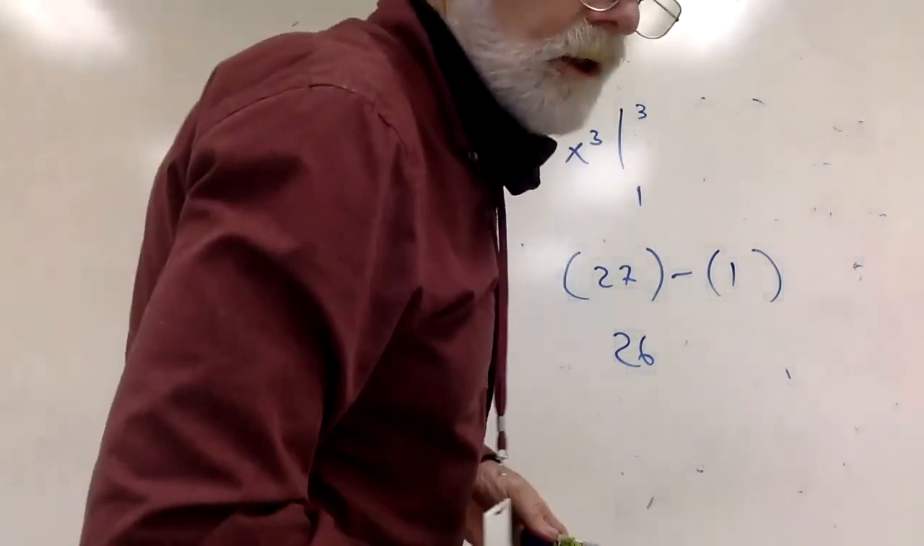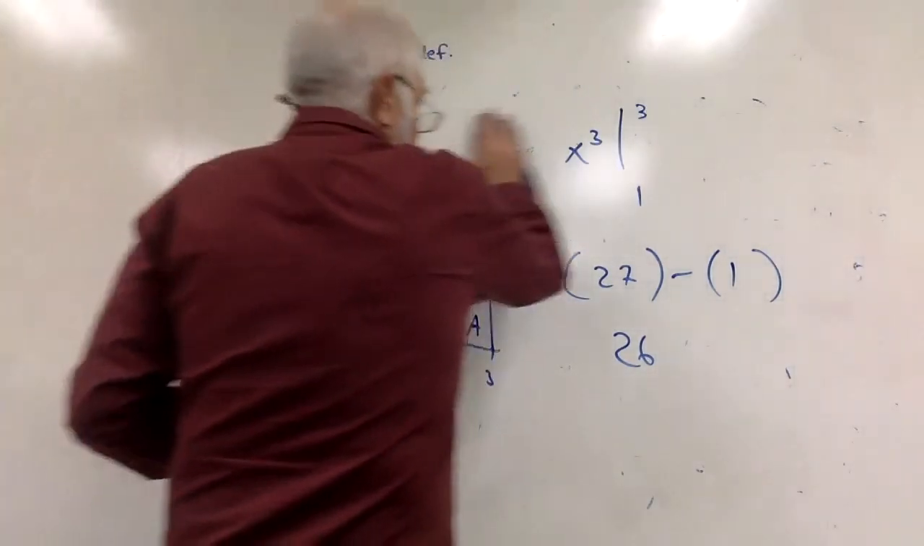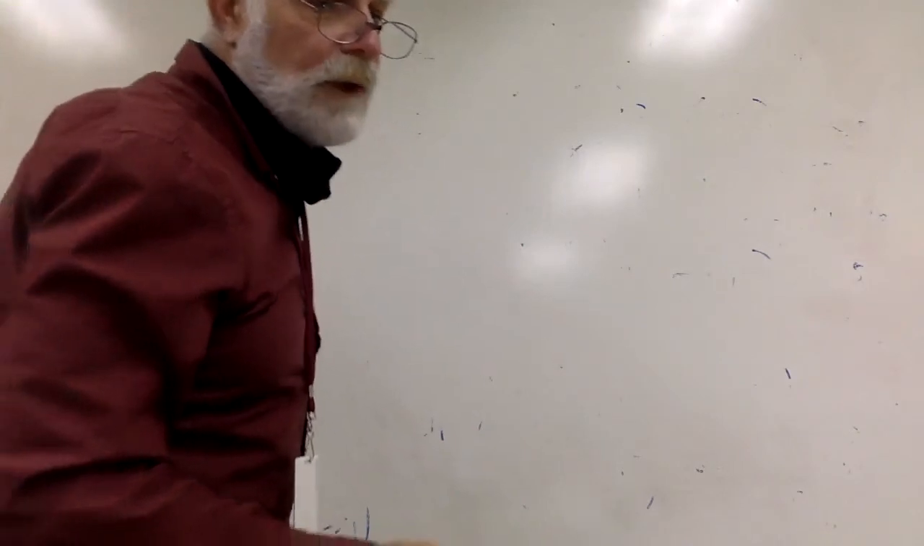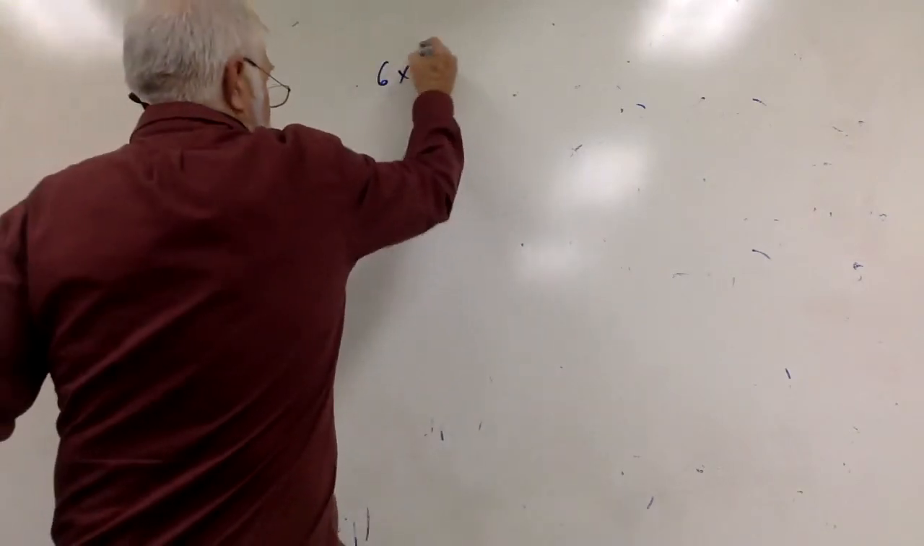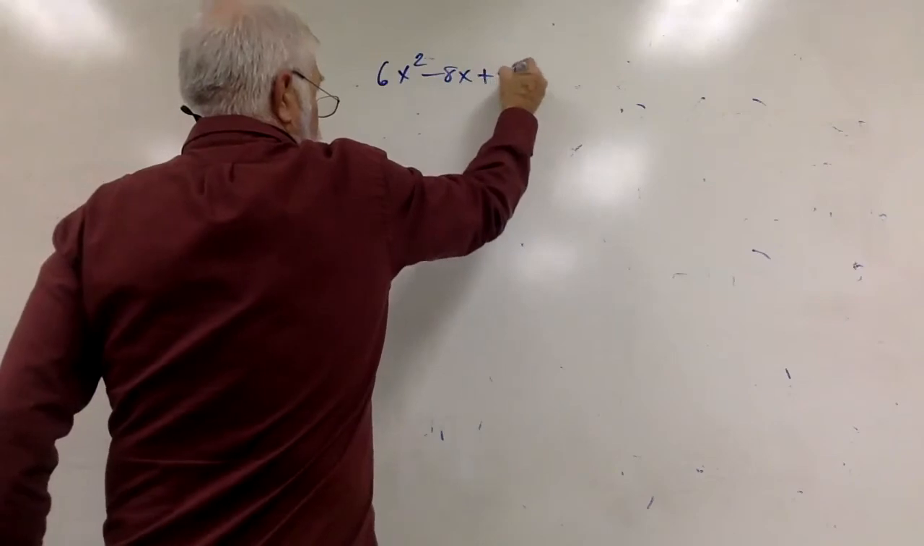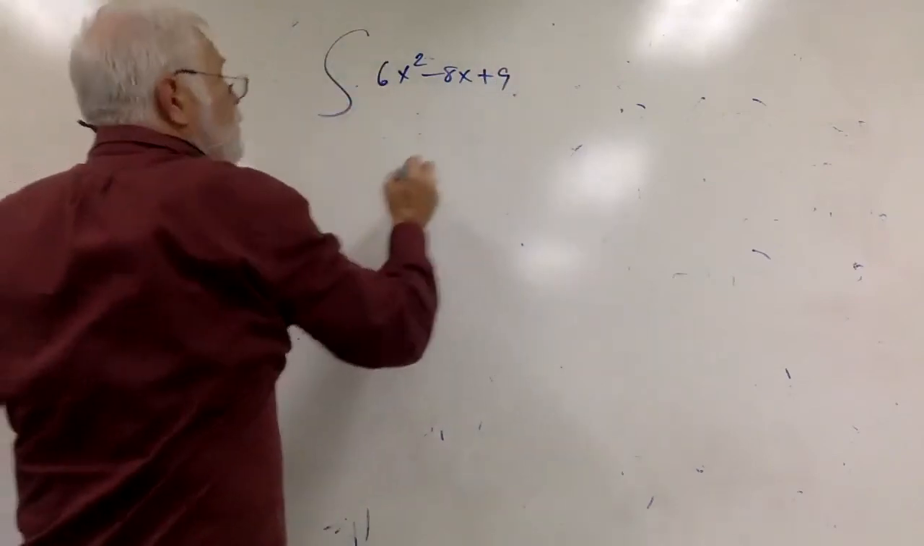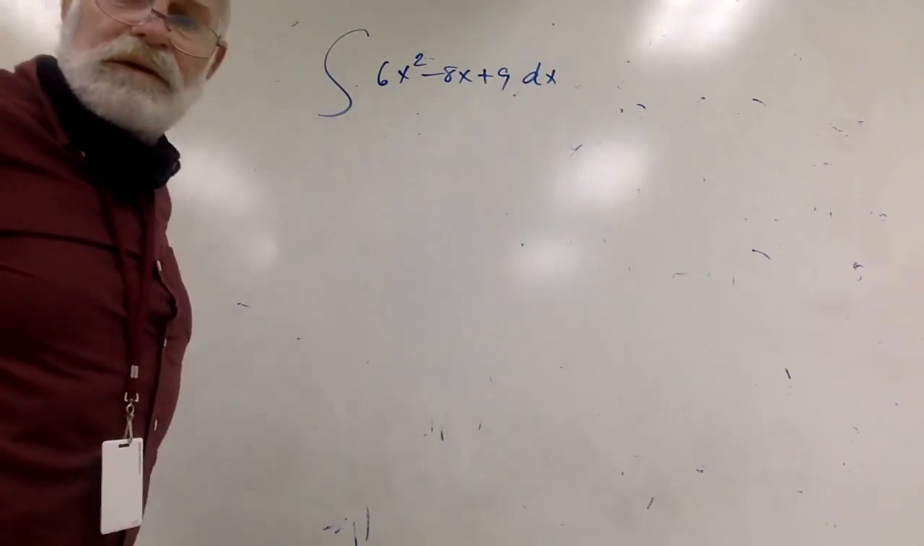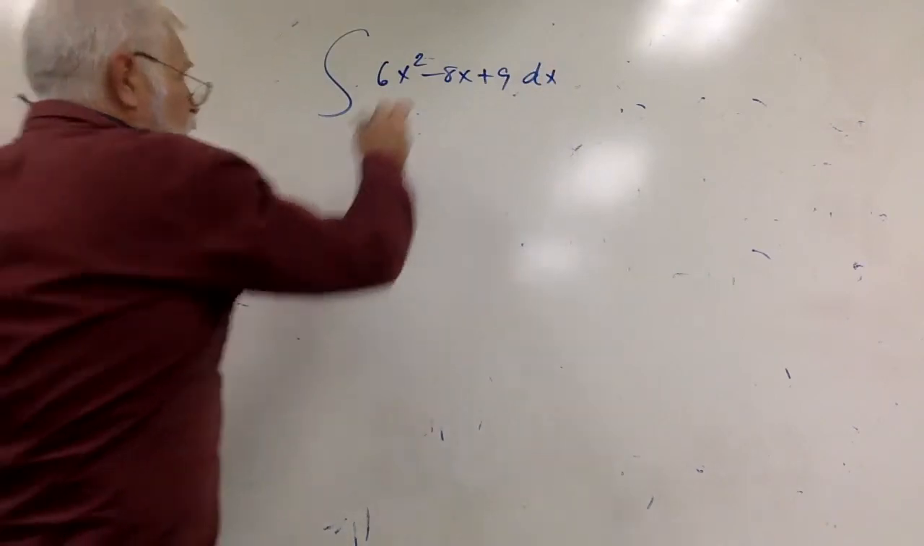Now we're going to try to go back and forth from big F to little f. Okay, so we're going to integrate 6x squared minus 8x plus 9. What does it mean to integrate? It means the summation symbol, dx, adding up all those slivers of area under that curve. All right, so that's little f.